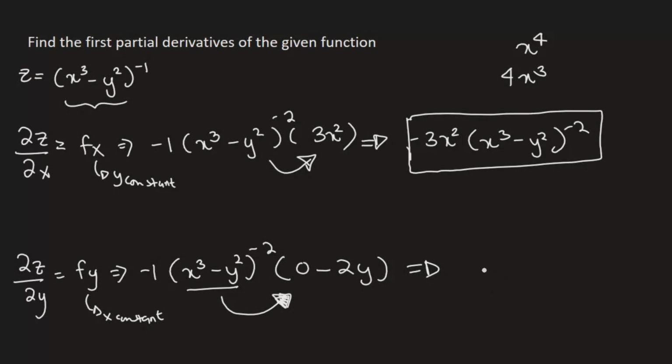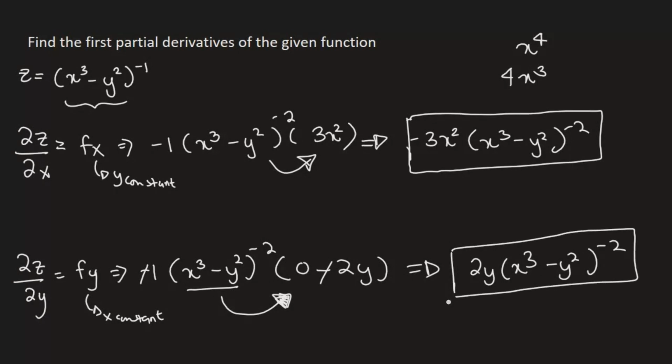So this negative cancels out, and it becomes 2y times x 3 minus 2y. Okay, so this is the answer for f of y.